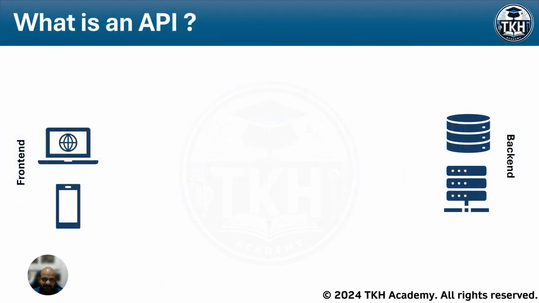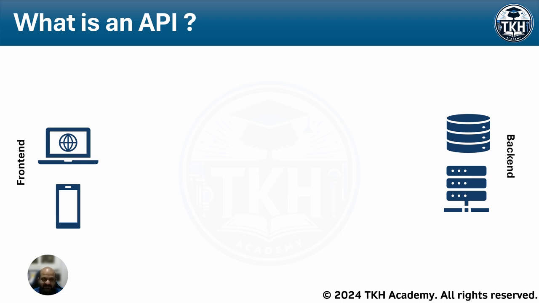So to understand it better, let's take an example. I'll assume that you know what is front end and what is back end. Any application, mobile application or website you are interacting with, we will consider that as the front end, and all the processing and the data that happens is essentially the back end.